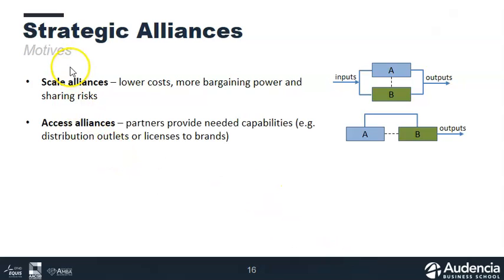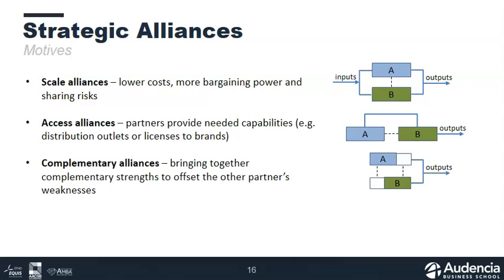The second motive would be access. We often ally in order to access capabilities of another organization. In this simple example, we've got company A that's allied with company B to maybe access the distribution channel to distribute its outputs. This can go the other way. Company B may say, hey, I need to ally with company A to get the required inputs that I need to produce the outputs for the market that I'm trying to serve.